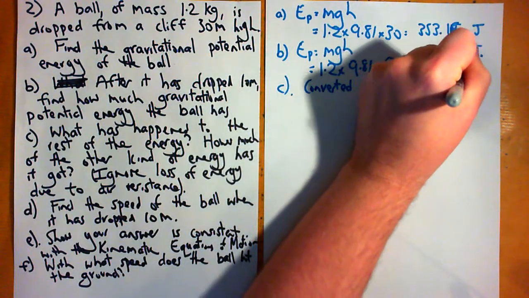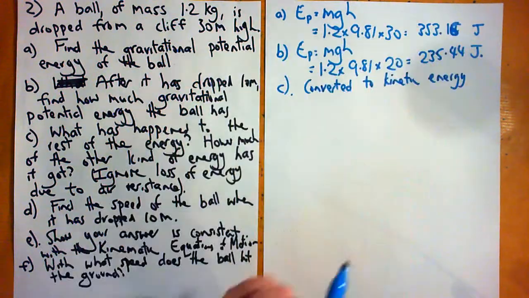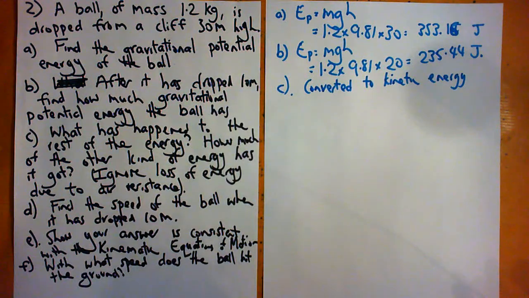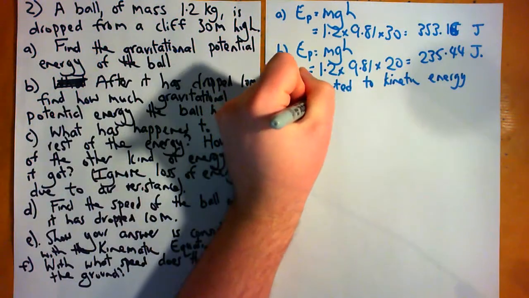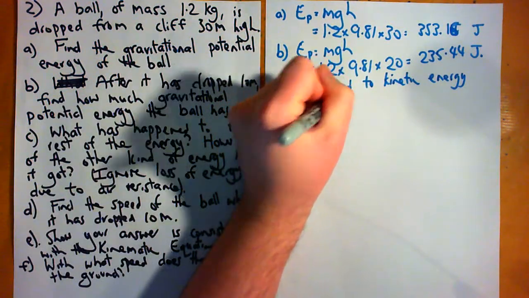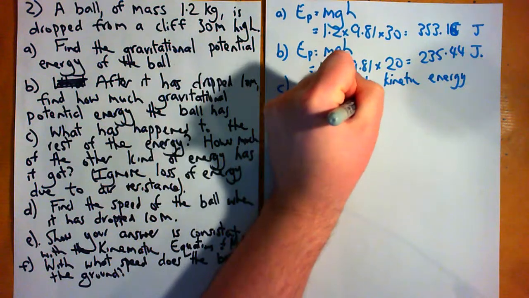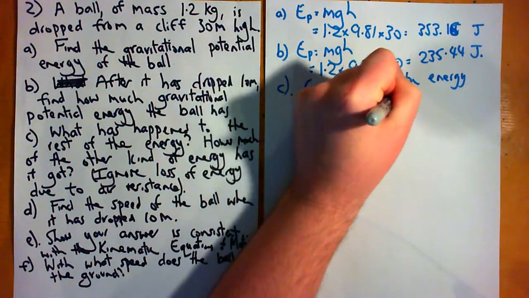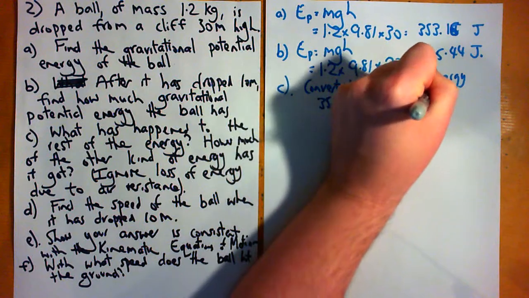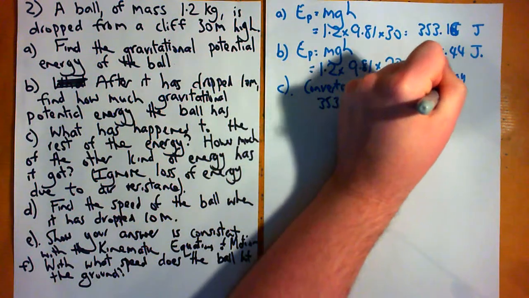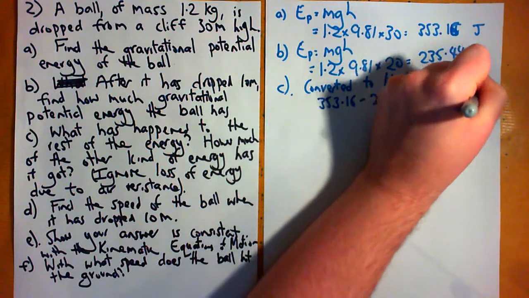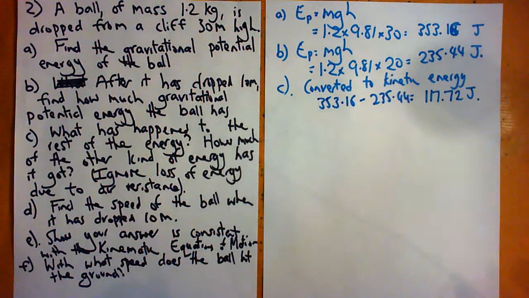And how much of that kinetic energy is there? Well, it's the same as the amount of potential energy that's lost. So that amount of energy is 353.16 minus 235.44, and if we calculate that we get 117.72 joules. Okay, so we've worked out what's happened to that energy.